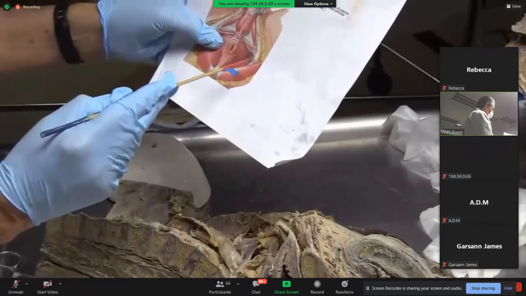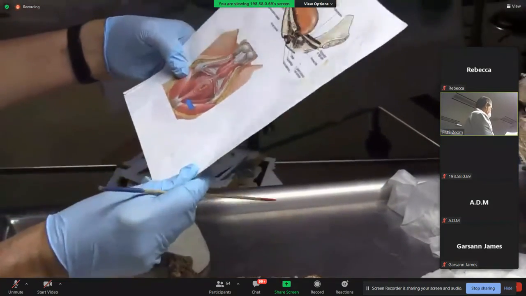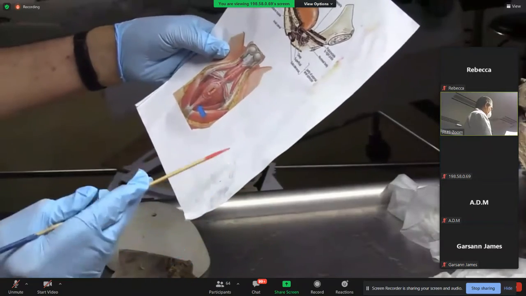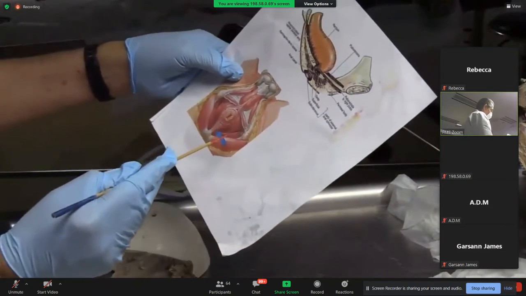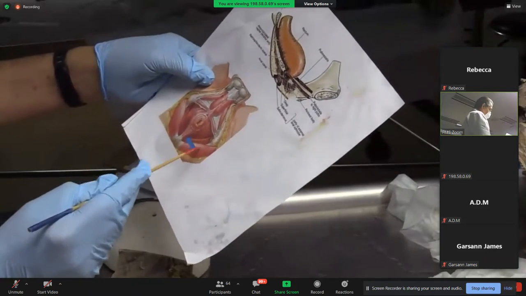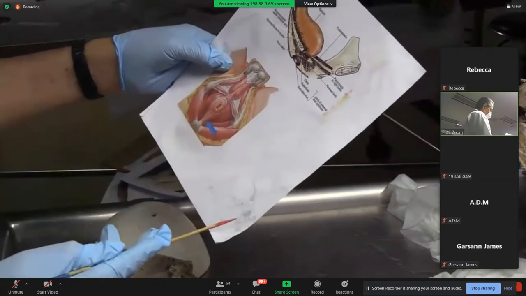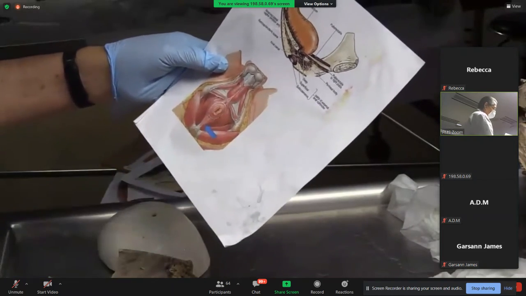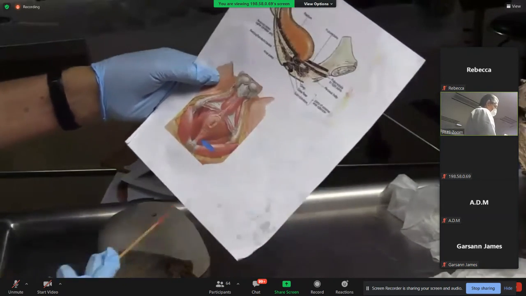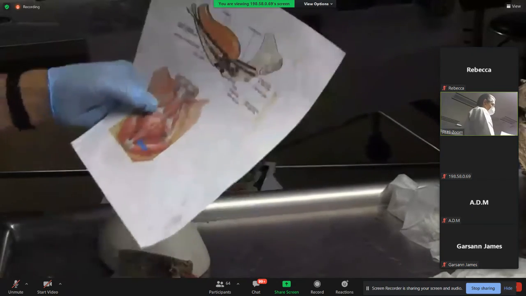The lateral wall is hidden over here, you're not really seeing it. It's the obturator internus on the lateral wall. I'll show that to you tomorrow. And this fat here is present in that, and it provides support.